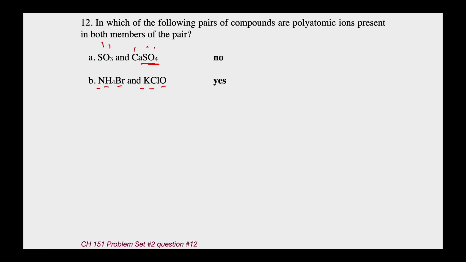In B, the first one, the NH4, is ammonium. It's a positive polyatomic, one of the few positive ones that we'll deal with a lot. In the second one, it's the ClO-, that's called hypochlorite. That's the polyatomic ion that you see in that one. So look for 3 or more atoms to distinguish if you have polyatomic ions in a species.